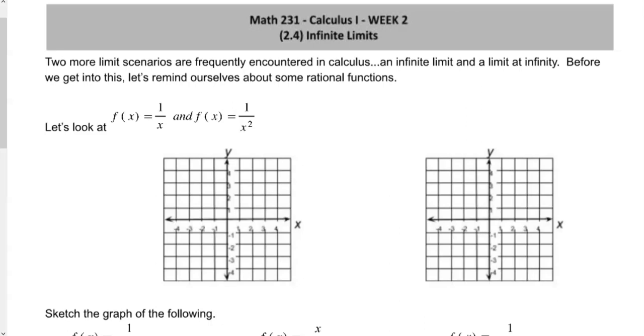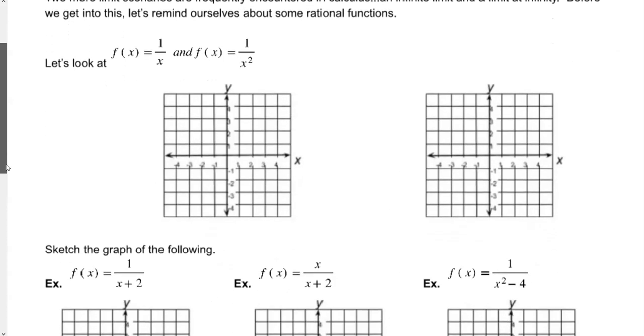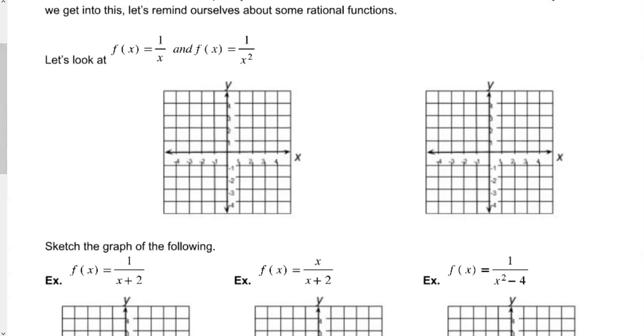Right, moving into section 2.4 on infinite limits, I want to first take the opportunity to look at some graphs of rational functions. The most basic ones that we have are 1 over x and 1 over x squared. So if you were to plot some points, you can always do it by a t-chart, plugging values in.